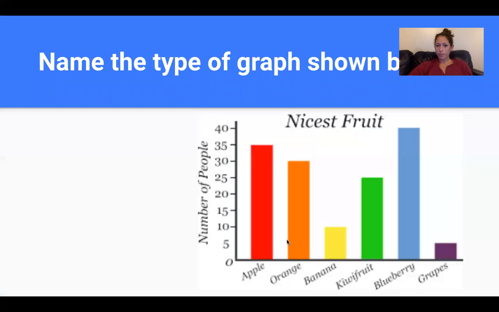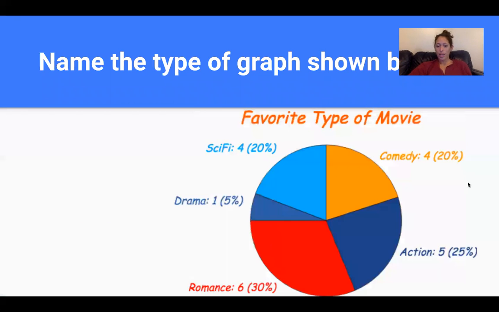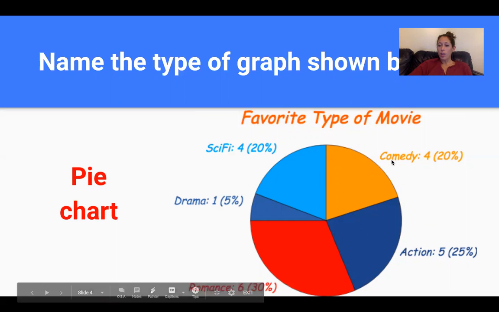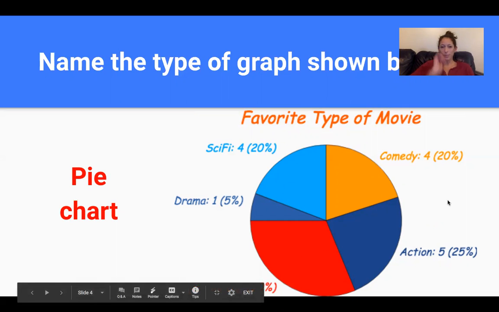This first one, what type of graph is this? If you said bar graph, you are correct. These bars show us how many people like each of these types of fruit. This next one, what type of graph is this? If you said a pie graph or a pie chart, you are correct. These slices of the pie show us the percentage or number of people whose favorite type of movie is comedy, action, romance, drama, or sci-fi.